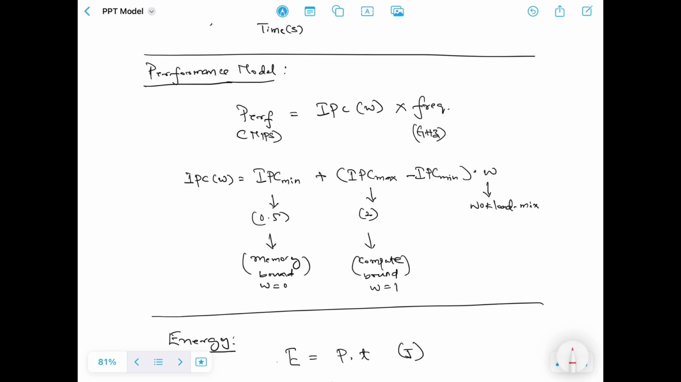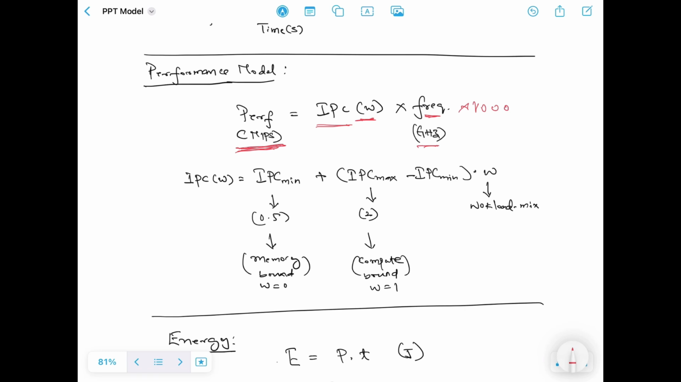So now let's look at how we can model the performance. This is pretty straightforward. Obviously, this is a very simplified model. So performance is equal to IPC of W, IPC is instructions per cycle, and this is dependent on the workload that we defined earlier, times the frequency of the operation. So that gives us the performance. In reality, since this performance is expressed in million instructions per second, we will have to multiply this by a factor of 1,000 because the frequency is in gigahertz.